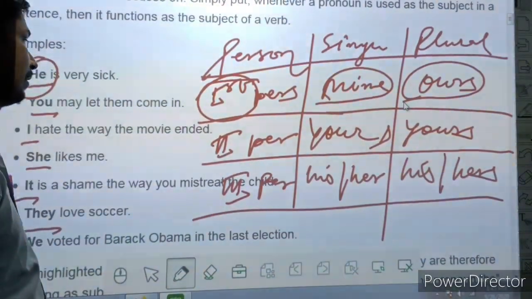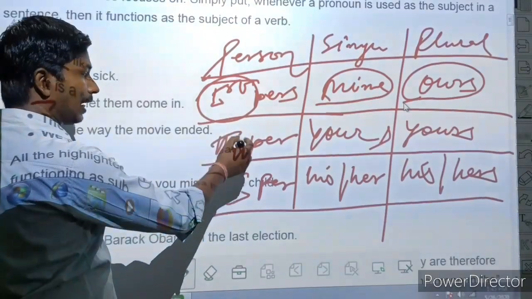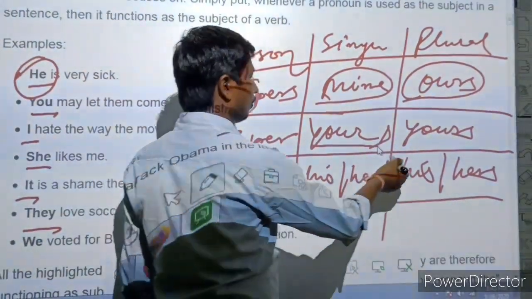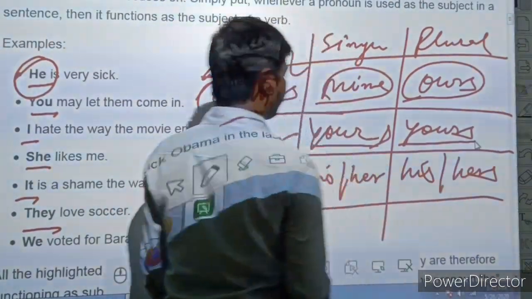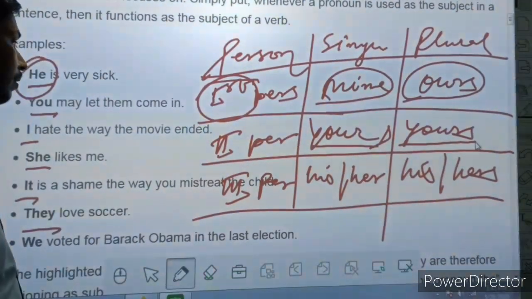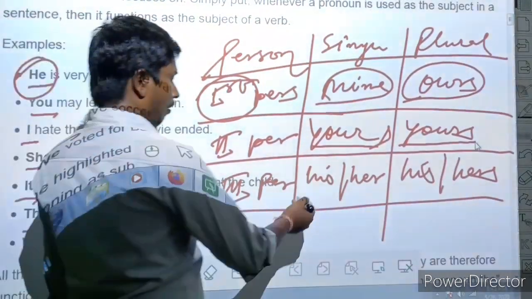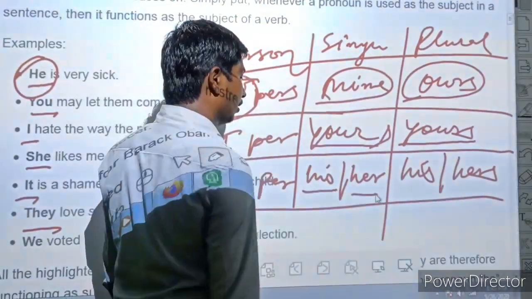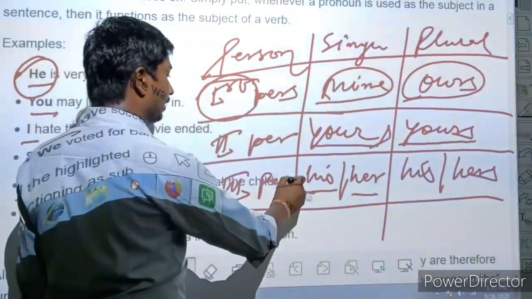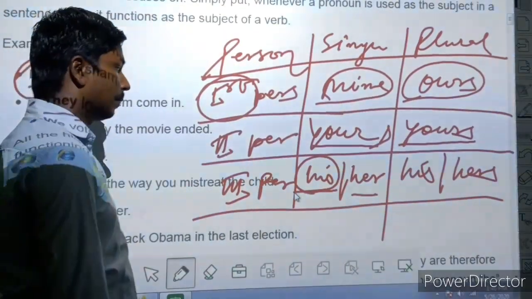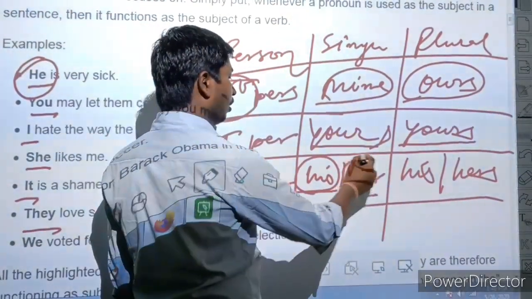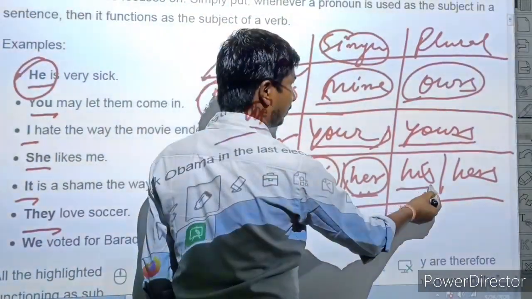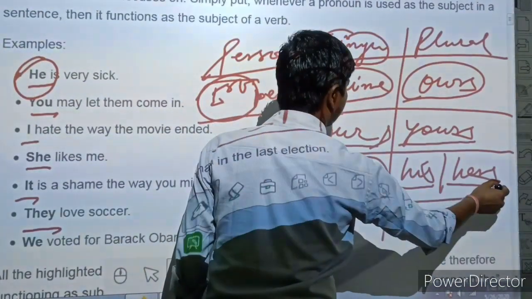When the person of the sentence is second person, then the pronoun can be used as yours, as a subject or an object. In the third person, the singular number uses his or her. If the subject is male, he can use his. If the person is female, she can use her in singular number. It can be used as his in plural too, and hers for plural number.